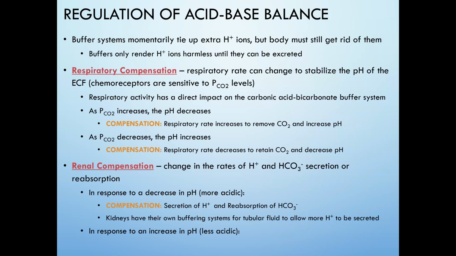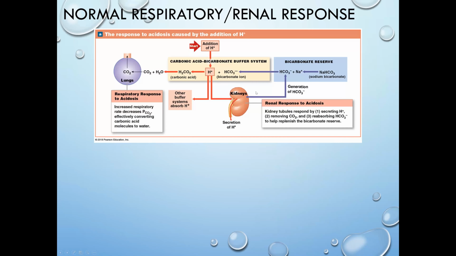And in response to an increase in pH, which would be a less acidic condition, so you don't have enough hydrogen ions, the kidney can compensate by reabsorbing hydrogen ions and keeping them in the blood while secreting bicarbonate ions into the urine. So here is the response of the lungs and the kidney to acidosis.